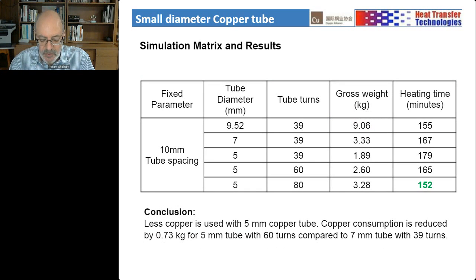This table shows the weight of the fastest heating time compared to the number of turns and the tube diameter. 5 millimeter tube with 80 turns has the lowest heating time, but it is not the lowest weight. If longer heating time is acceptable, other options are available. For example, 39 turns has the lowest weight, and that allows for cost saving.